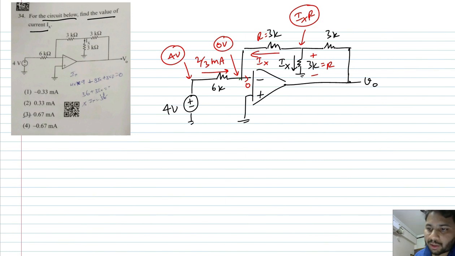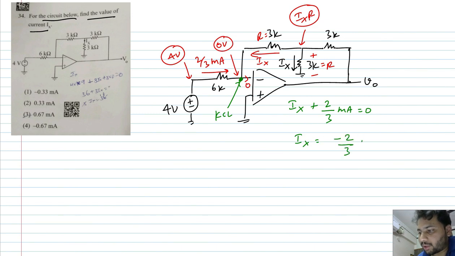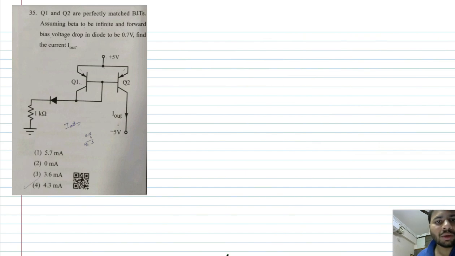Now let us just write KCL at this point. See, if you notice, at this point 2 by 3 milliamps is entering, Ix is also entering, whereas 0 current is leaving. So is it not Ix plus 2 by 3 milliamps equal to 0, which means Ix is minus 2 by 3 milliamps, which is minus 0.67 milliamps, and that is option D. Look at the next question.